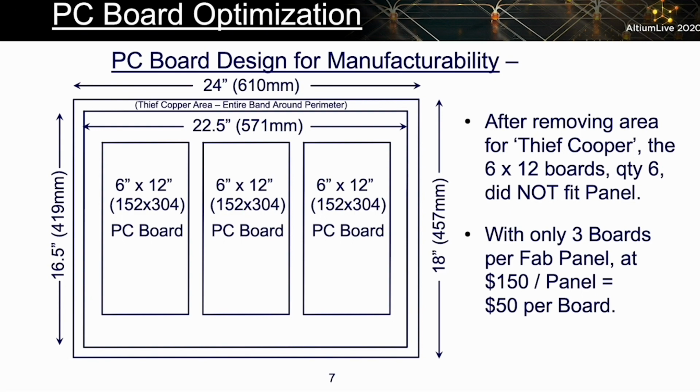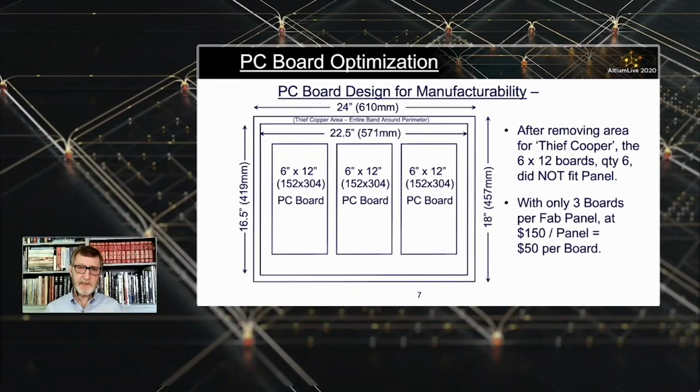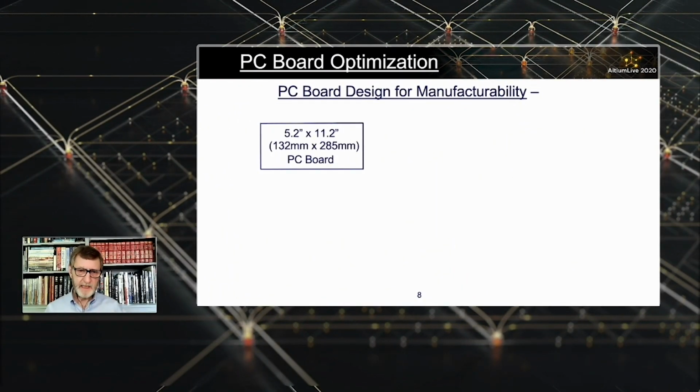So I said to the mechanical guy, if we could change the size of this board and just reduce it slightly, we'd take 4/10 of an inch off the entire perimeter of the board, reducing the size to 5.2 by 11.2. Could we fit all the components in? We checked with the double E's. Yes, we could fit the components.